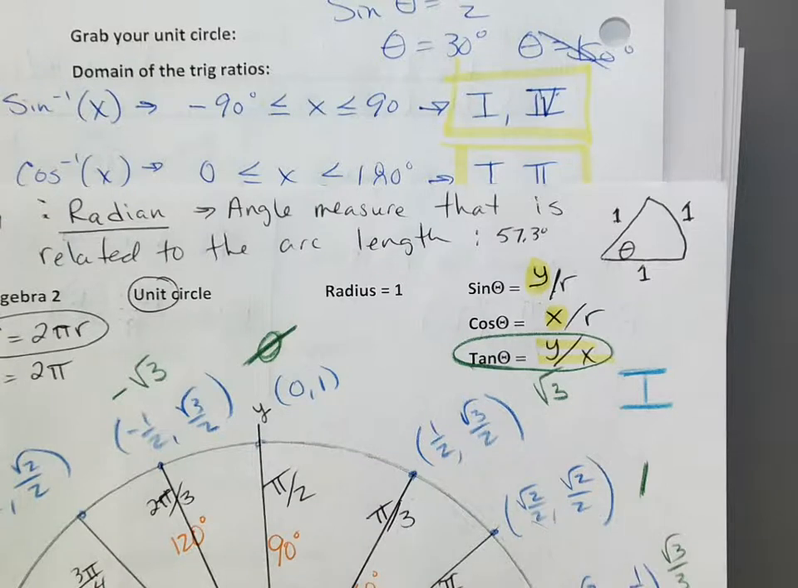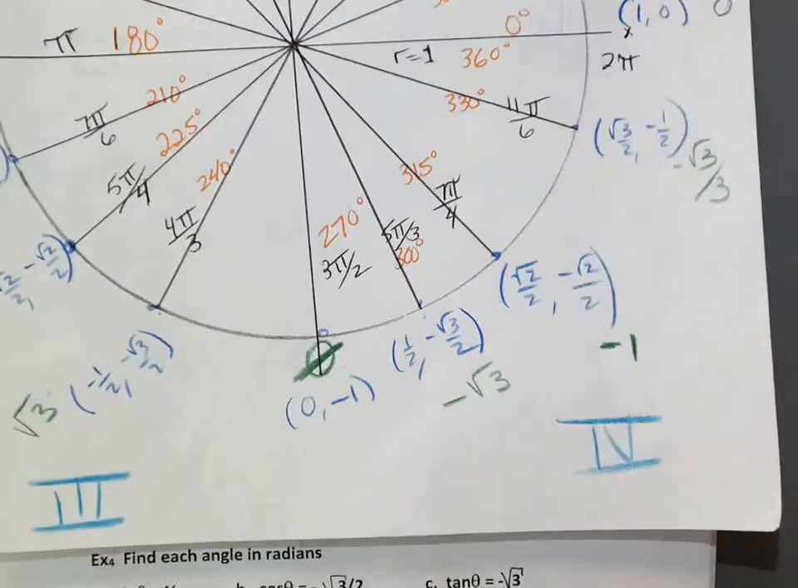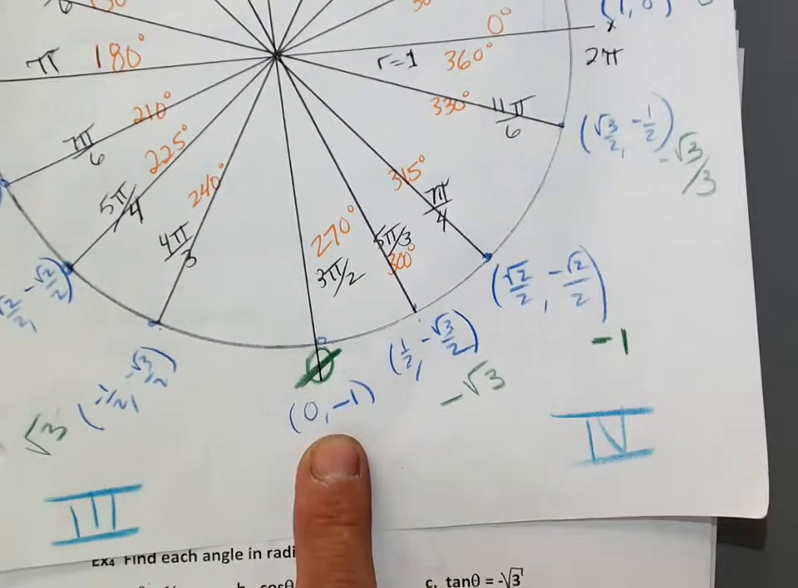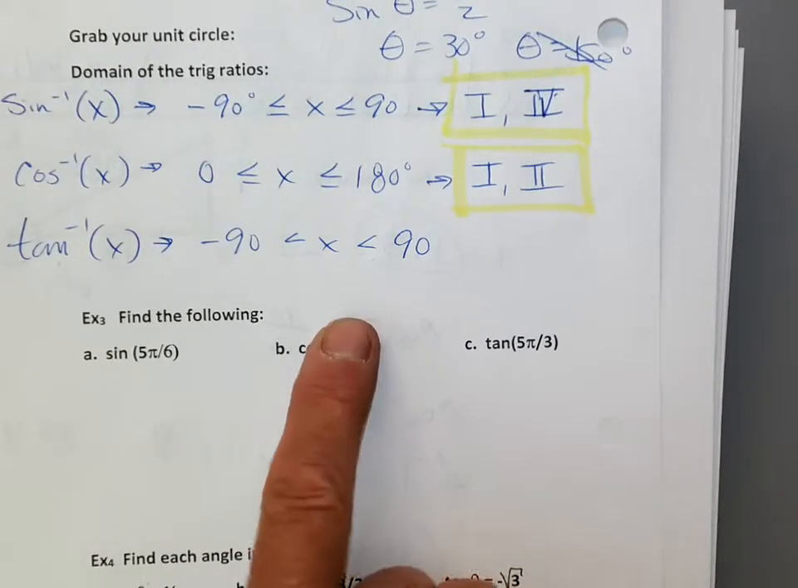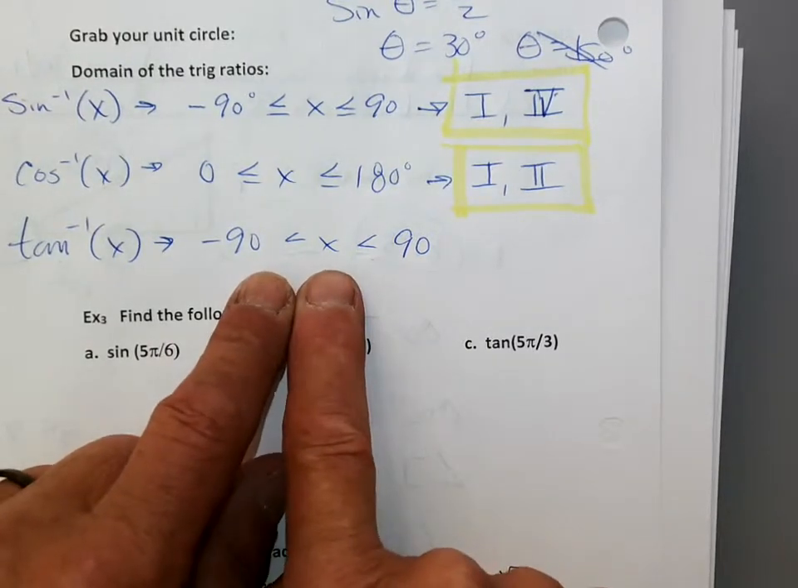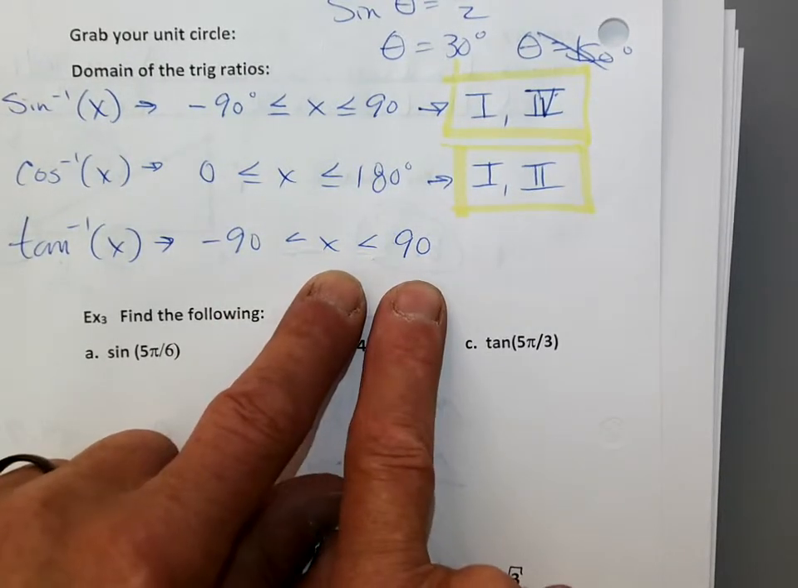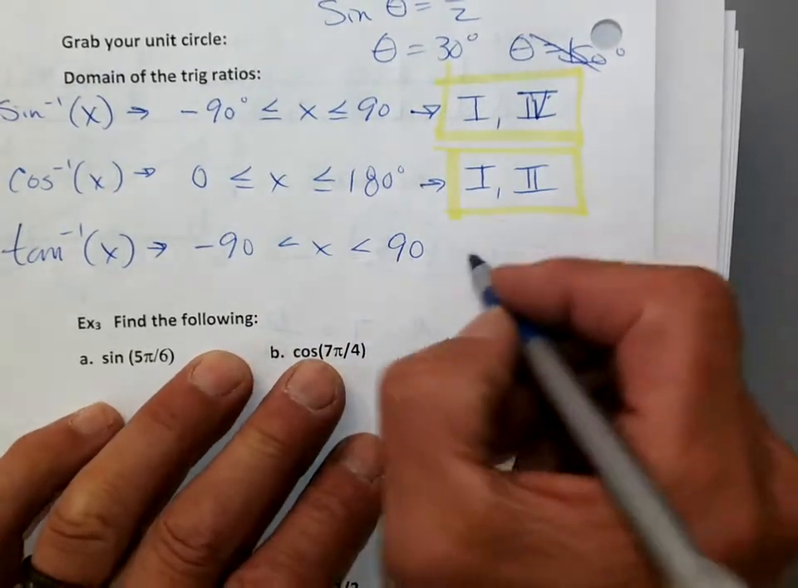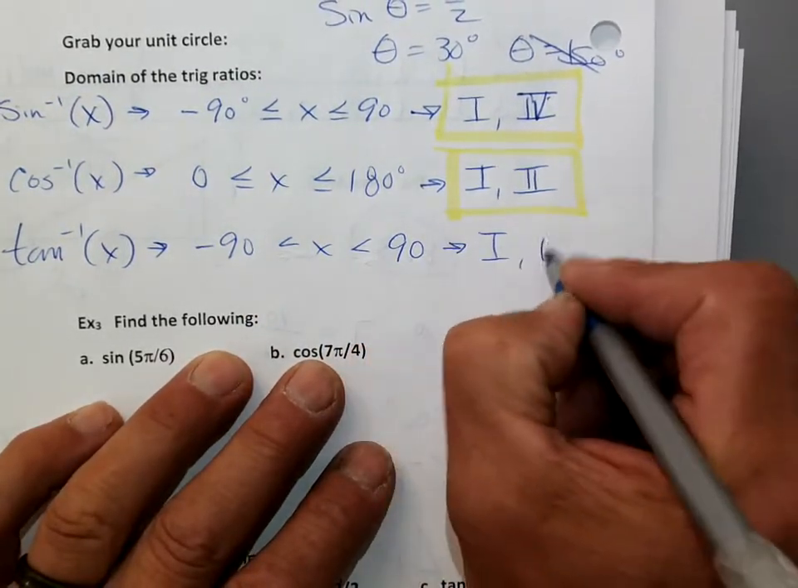What's the tangent of 90? What's the tangent value of 90? Nothing. So it can never equal 90, can it? It can't equal 90, right? Because that's going to make Cookie Monster sad. Because 1 divided by 0 is, can you divide by 0? No. So it can never equal 90, okay? And then the same thing down at negative 90, right? So on my domain, I've got to go x is greater than negative 90 and less than 90. So that puts me in quadrants 1 and 4, okay?